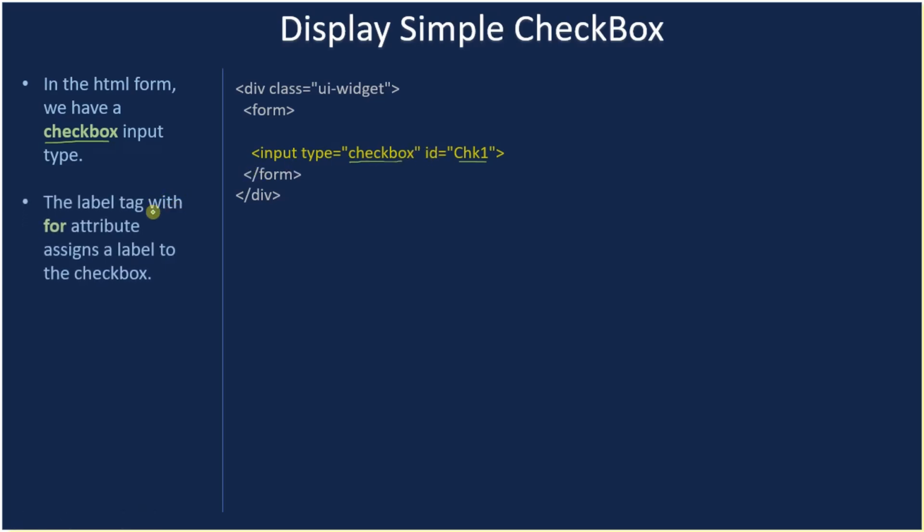The label tag with the for attribute assigns a label to the checkbox. And if you see here, we are using another input type, label, and here the for attribute is pointing to the ID of the checkbox. That means this label is for the checkbox chk1, and the label is vegetarian. The label tag with the for attribute assigns a label to the checkbox, right? So to this checkbox we are assigning the label vegetarian, and this for attribute is pointing to the ID of the checkbox.